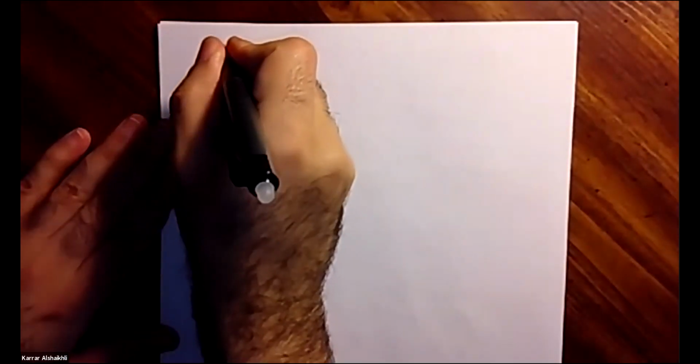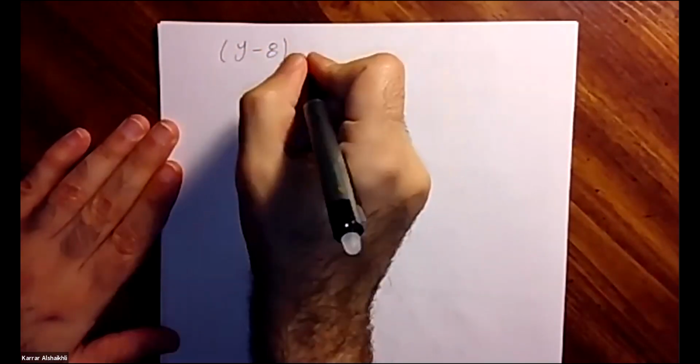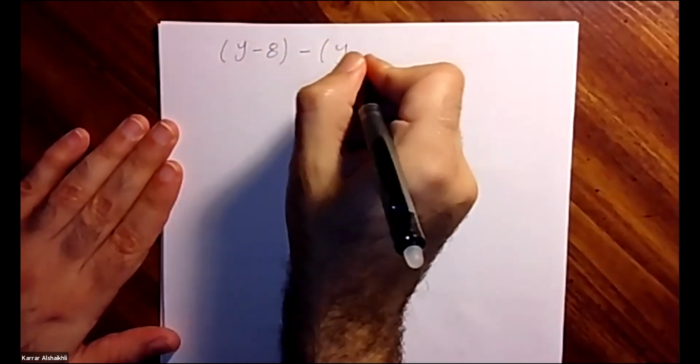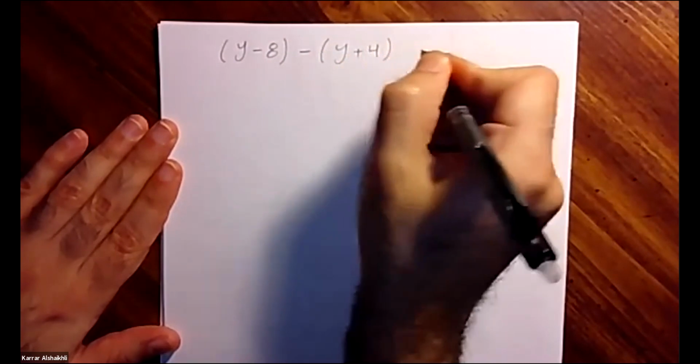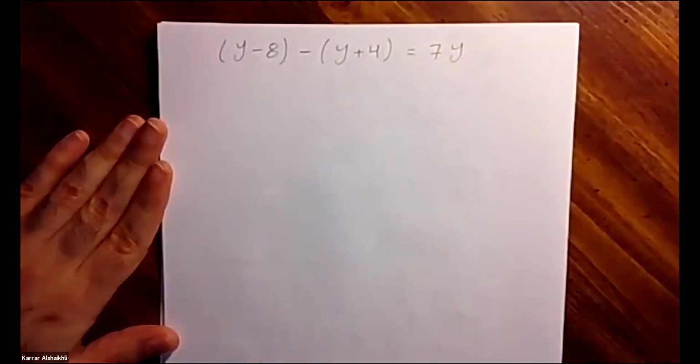This is example 6 in the workbook. We have (y minus 8) minus (y plus 4) equal 7y. Put a star on this one. This is important.